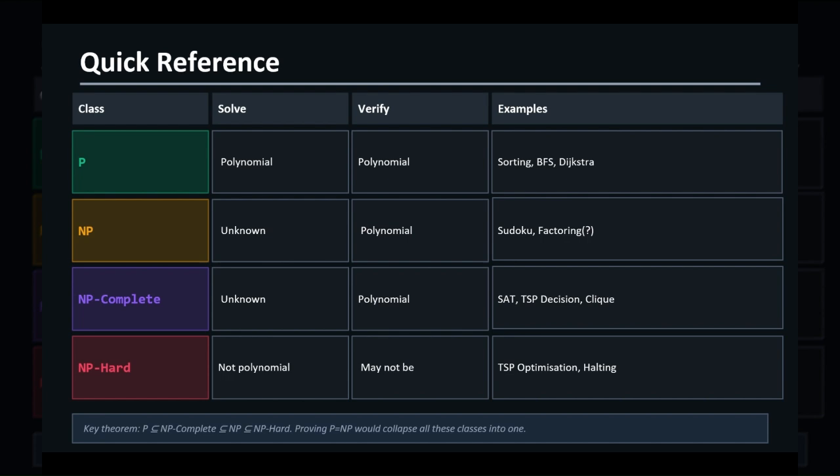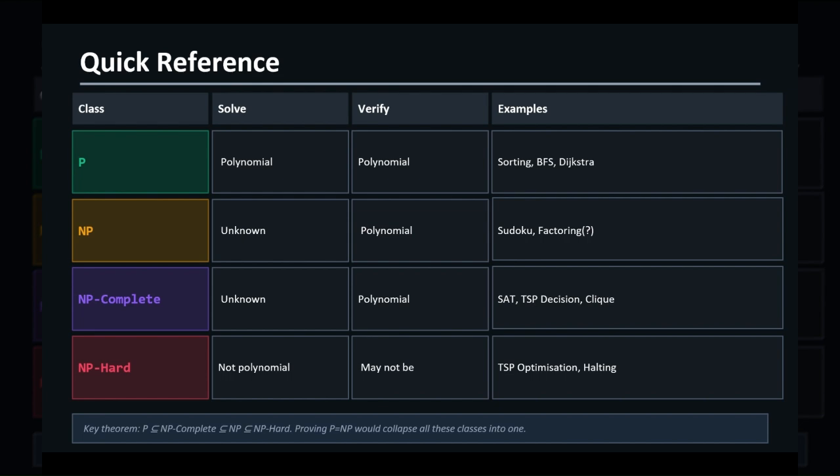This is a quick reference table. Let's put it all in one place. P: can be solved efficiently, can be verified efficiently. Examples include sorting, Dijkstra's algorithm, and BFS. NP: solutions unknown. Verified? Yes, always, in polynomial time. Examples are Sudoku, graph problems, and others.